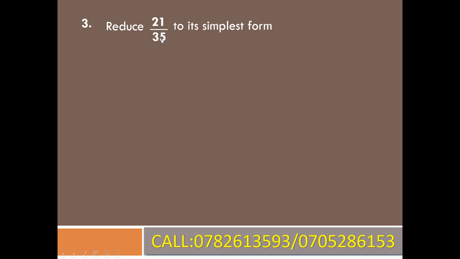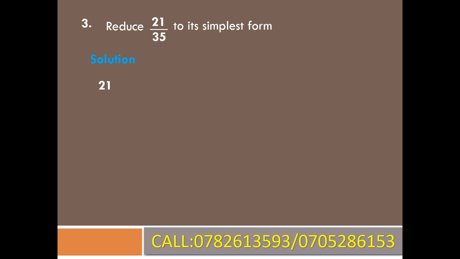35 is not divisible by 2. 21 is divisible by 3. 35 is not divisible by 3, so I cannot divide by 3. 21 is not divisible by 4. 35 is not divisible by 4. 21 is not divisible by 5. 35 is divisible by 5. So I need a number that can divide 21 and at the same time divide 35. And realize that the number that can divide 21 and 35 is actually 7.